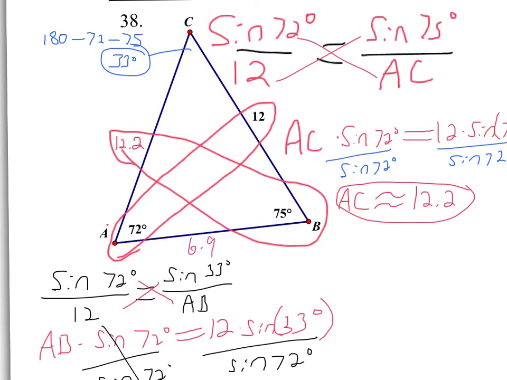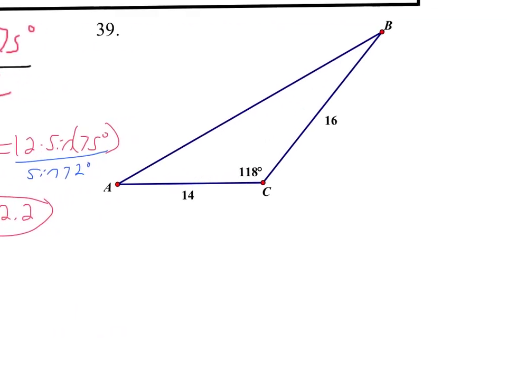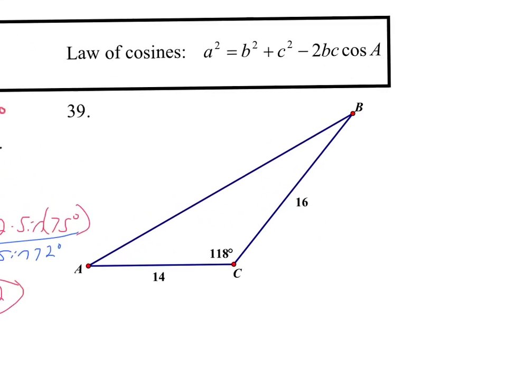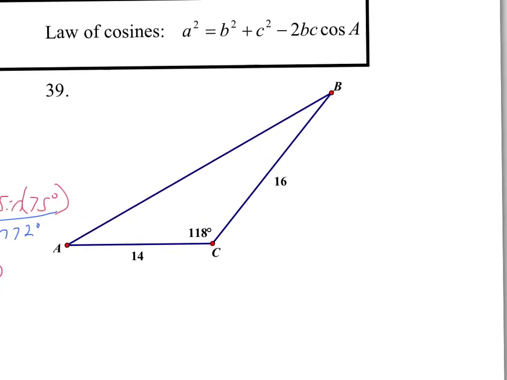All right, time for the last problem, number 39. And what you always want to look for in a non-right triangle is, do you know any angle side pairs? So like 118 and the side across from it. But we don't know both of those. Or 14 and angle B? No. 16 and angle A? No. So we can't use the law of sines. We're going to have to use the law of cosines here.